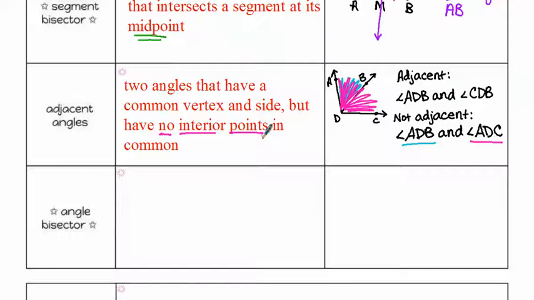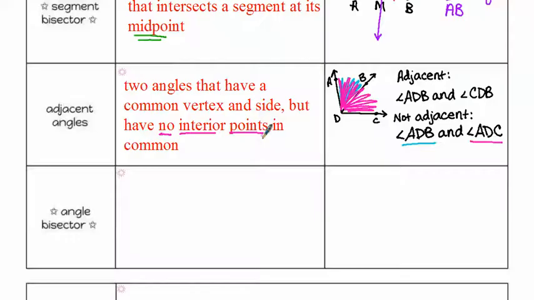Non-adjacent angles are going to break one or both of the parts of that definition. They have to share a common side. They have to share a common vertex, but they cannot have interior points in common. So you can see the difference there based on the way we colored them. Okay, so adjacent angles, angles that are right next to each other but don't overlap one another. It's much like your yard and your neighbor's yard. They don't cross each other. There's a boundary between them. That's what adjacent angles are. Share a common side, share a common vertex, but don't overlap. They don't have any interior points in common.